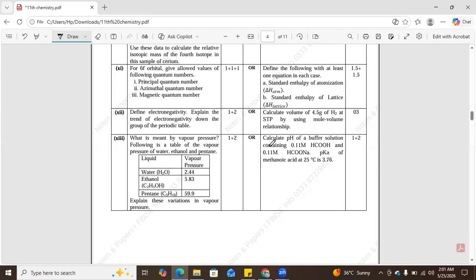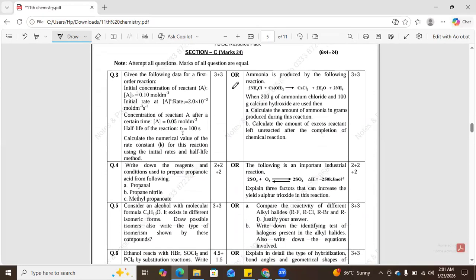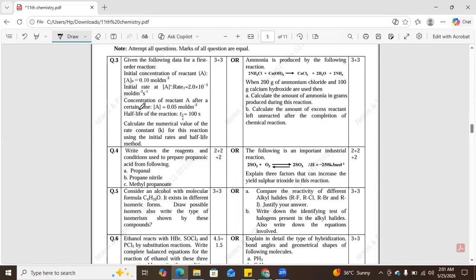Our optional question is calculate pH of a buffer solution containing 0.11 mole HCOOH and 0.11 mole HCOONa. pKa of methanoic acid at 25 degrees centigrade is 3.76. You have to calculate the pH of the buffer solution. In section C, these are the most important questions and most important topics that you need to cover because the chances are high in the final term.